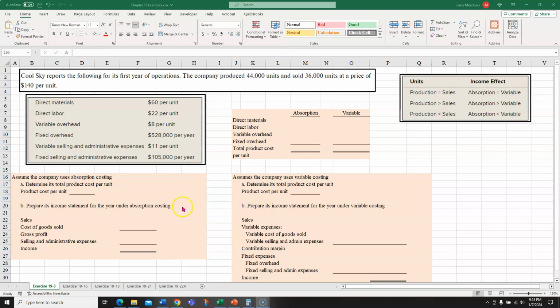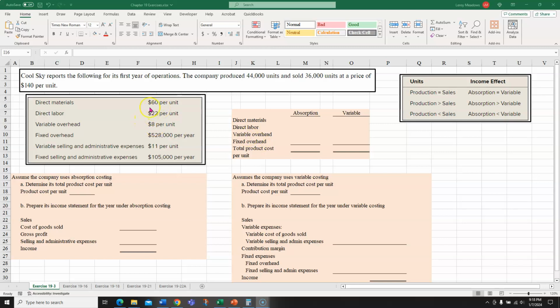So let's get started here. The first part, we're asked to assume the company uses absorption costing, so determine its total product cost per unit. Absorption costing absorbs the full range of manufacturing or factory costs in computing the product cost. So under absorption costing, we're going to consider both variable and fixed overhead costs.